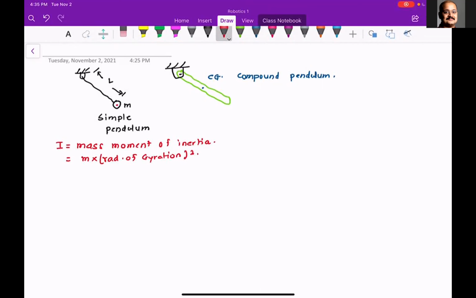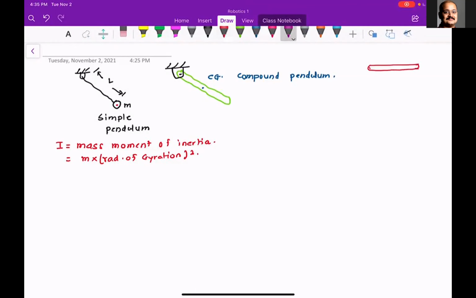And that is given as mass multiplied by radius of gyration square. In the case of simple pendulum, when the mass is located at distance L, the radius of gyration is very clear. But understand, the mass moment of inertia is dependent on where the mass is rotating. What I mean by that is, imagine that you have a slender rod.